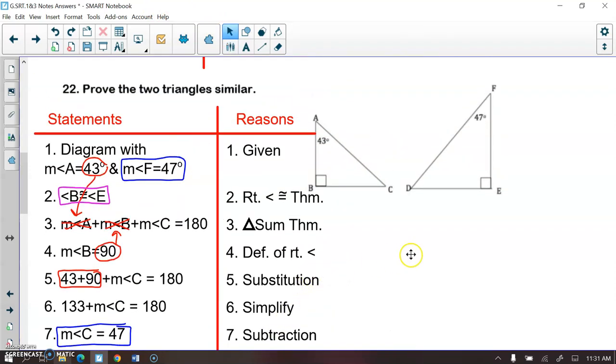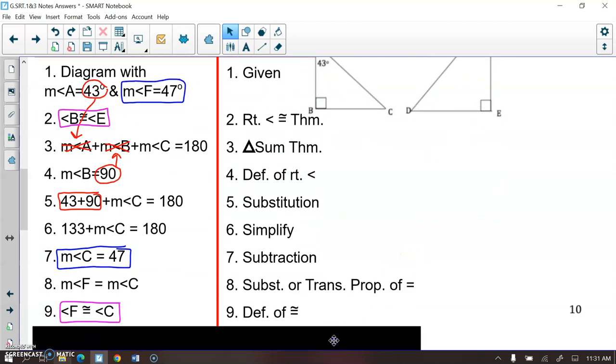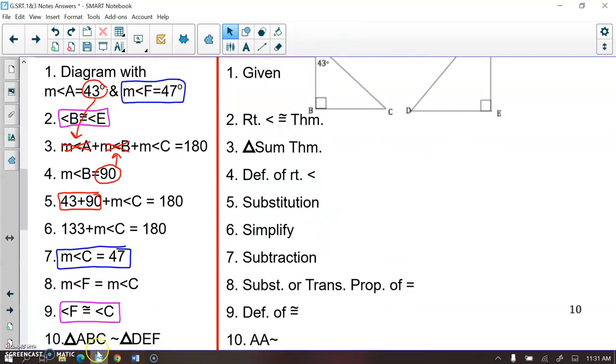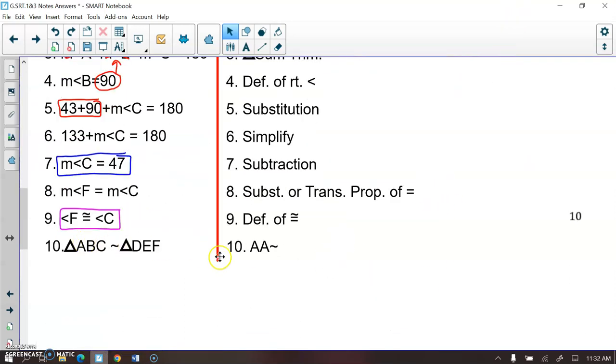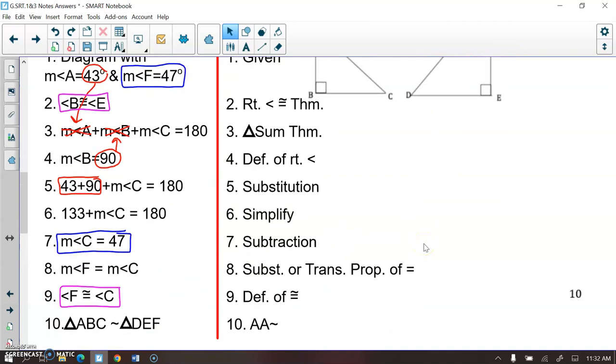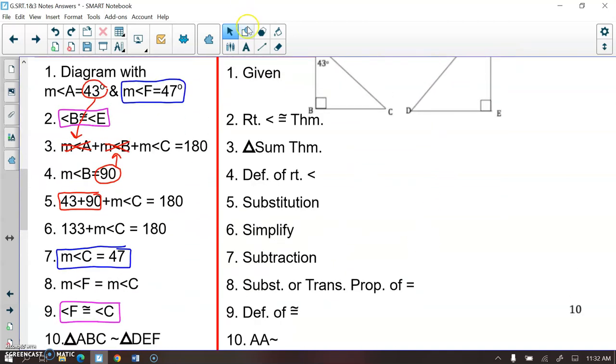I do need to be careful on how I state this. I chose triangle ABC. If you do triangle ABC, then you would need to work with triangle DEF. They're similar by AA similarity. All right, and that is our proof.